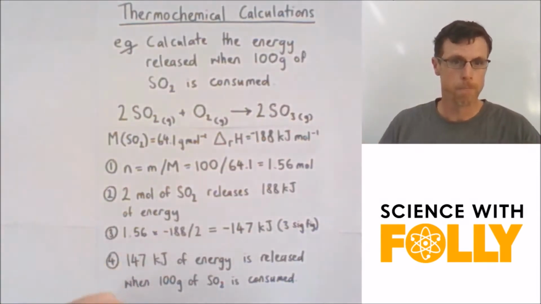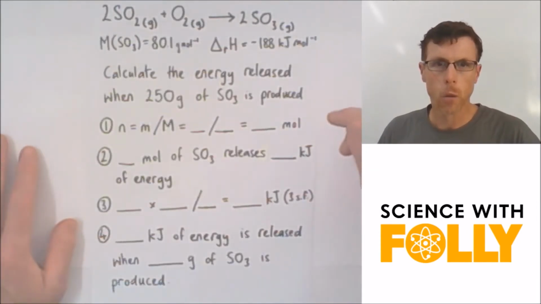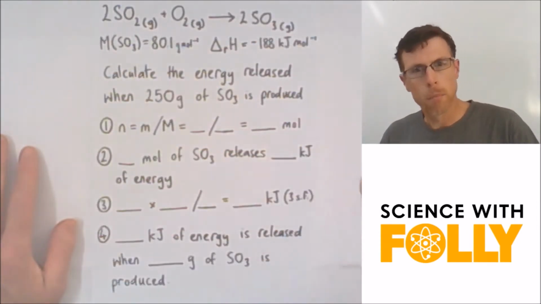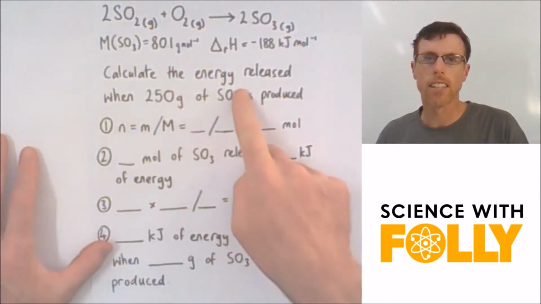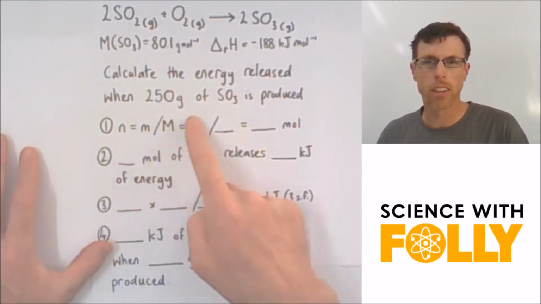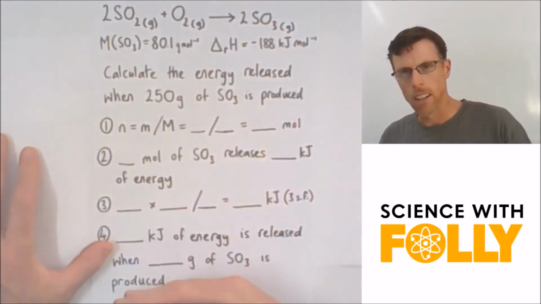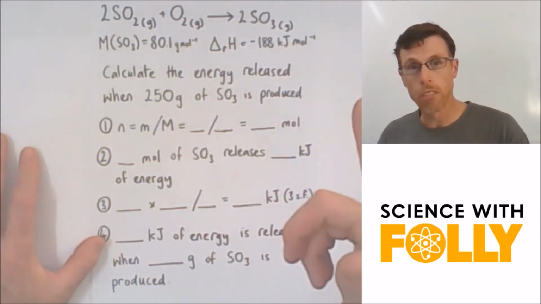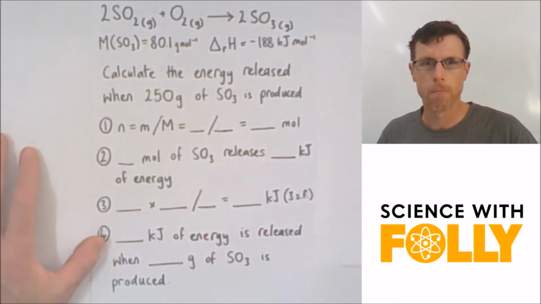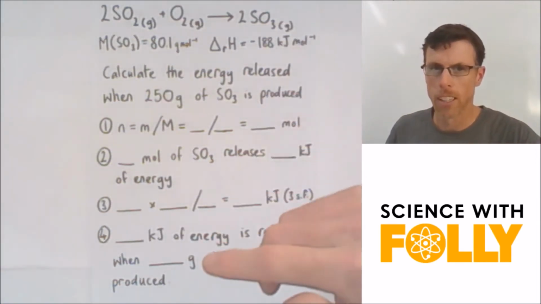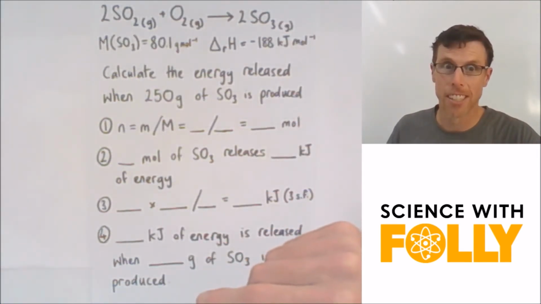Pretty easy. Here's the same chemical equation for the same reaction, but this time I want you to calculate the energy released when 250 grams of SO3 is produced. I've laid it out for you here. Why don't you pause the video and try this yourself? I hope you got all the answers right, because I ain't giving you the answers.